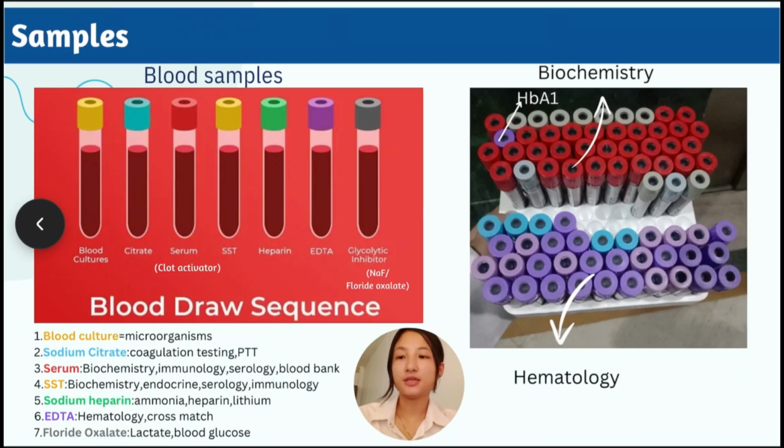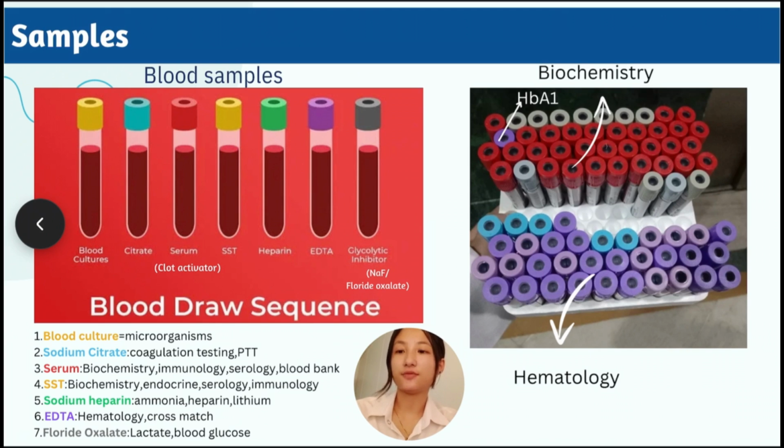When drawing blood, we have to look at the colors of the tubes. If it's blood culture, it comes first, and it is used to detect microorganisms. Then we have the blue tube, used for coagulation testing, known as citrate. Then we have the red tube, which is serum used in biochemistry, immunology, serology, and blood bank. SST is not commonly used, but it's used in biochemistry, endocrine serology, and immunology.